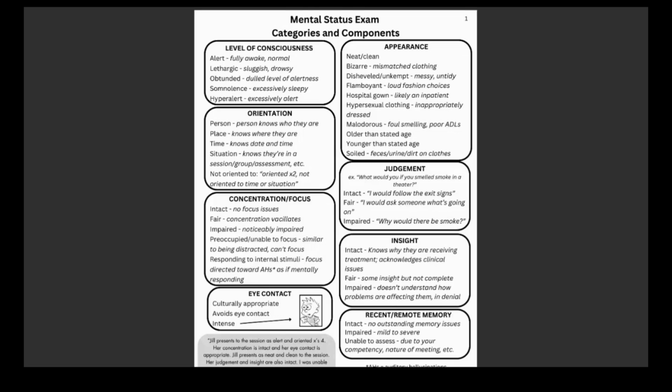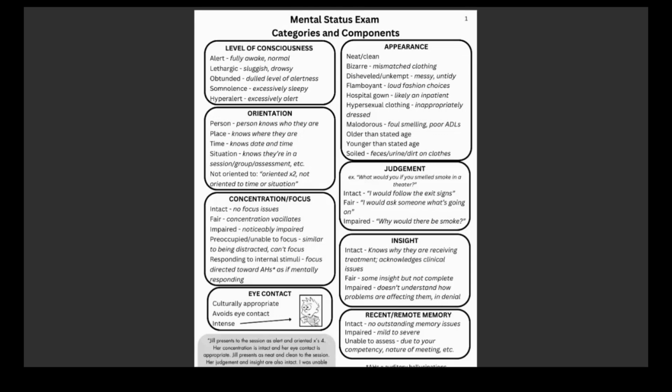The reason why the mental status exam is important is because in a really short period of time, you can essentially identify different characteristics of how they're presenting, and again, give the reader this visual overview of what's happening in the session. Another reason why this is important is because this allows you to speak to your client's or your patient's many different ways of presenting.